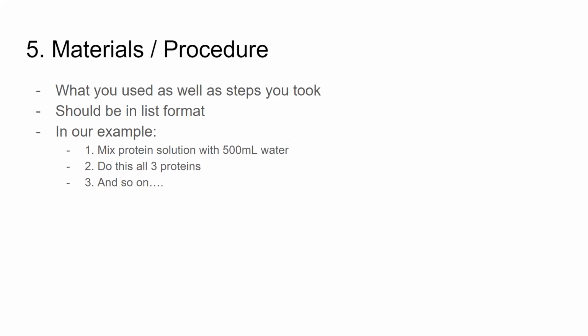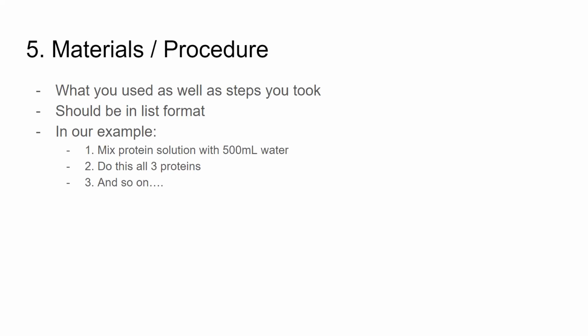Okay, so next is our materials and procedure. For materials, you just want to list everything you used. For example, if you used a beaker with 500 mL, a thermometer, a magnifying glass, or a glass slide, just list it. Make sure that you're listing all the materials that you used.